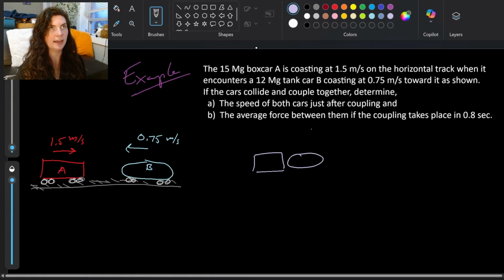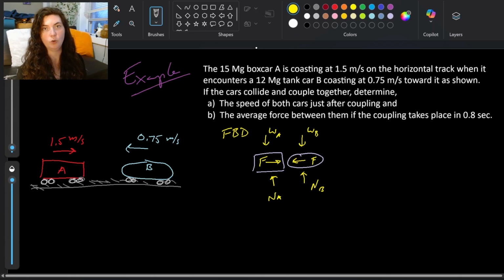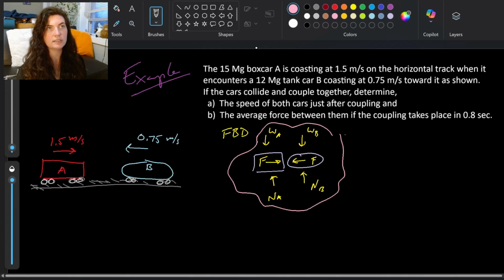Where when they collide, they each exert a force on the other one. Right? So B exerts a force onto A, and A exerts a force onto B, and they each have their own weights and normal forces acting on each individual car, and when they come together, they have a combined weight and a combined normal force. But all of this is internal to the system, right? There are no external forces.